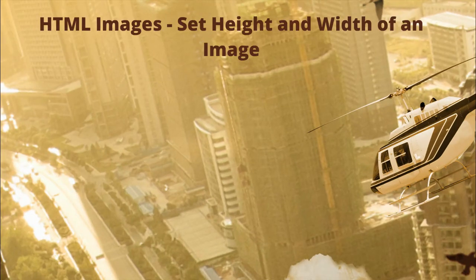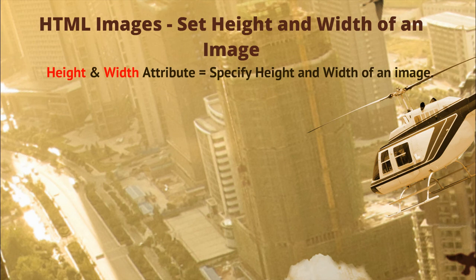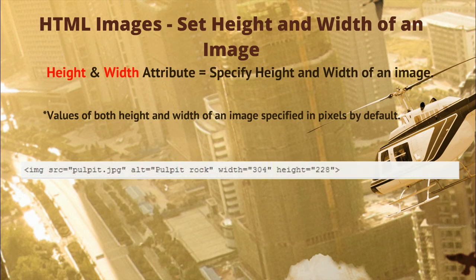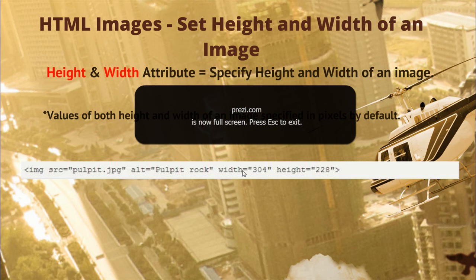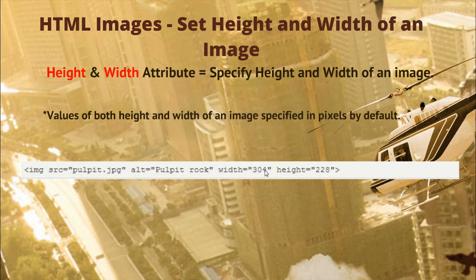Next up are the height and width attributes. The height and width attributes are used to specify the height and the width of an image. The attribute values are specified in pixels, as you can see in the image here. The width is 304 pixels, and the height is 228. Tip: it is good practice to specify both the height and width attributes for an image. If these attributes are set, the space required for the image is reserved when the page is loaded.